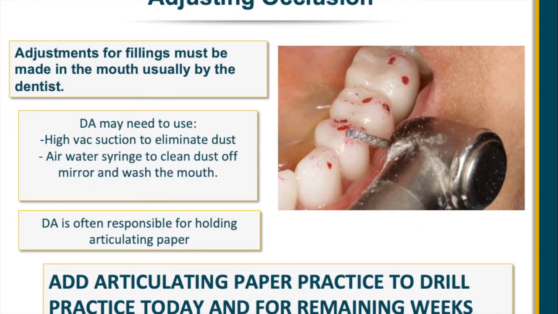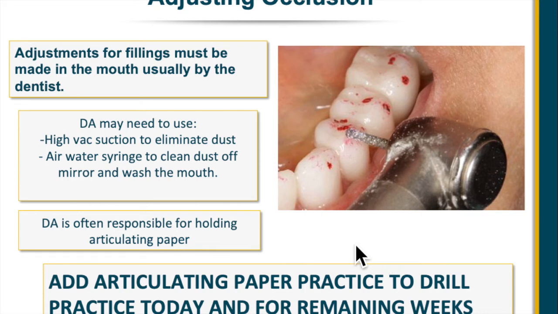So how do you adjust occlusion? It depends on why you're adjusting it and what material you're adjusting. If it's a new filling, a smooth burr. If it's one of the newer crowns, the zirconia crowns, they're ridiculously hard, and so they require a diamond burr. So in this particular case, they're using a diamond burr to adjust these crowns.